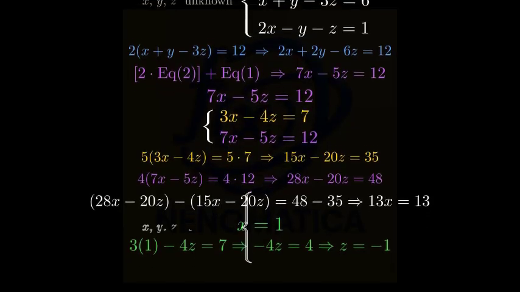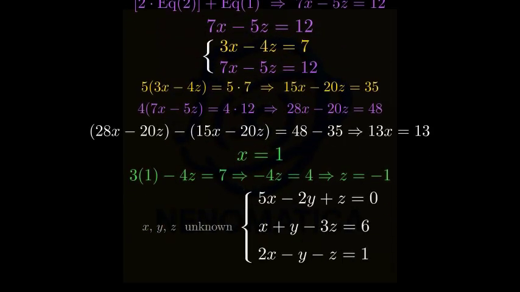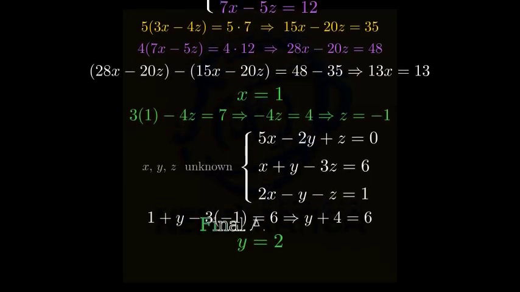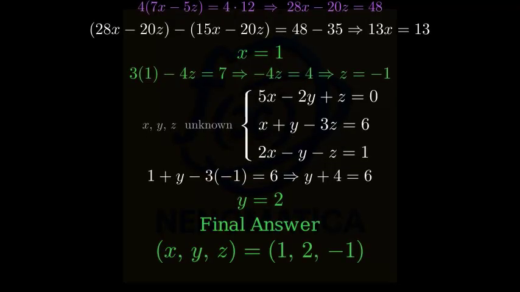Step 4. Use the middle original equation to find y. Substitute x equals 1 and z equals negative 1 into x plus y minus 3z equals 6. This gives y equals 2. Therefore, the solution, in the exact order we derived, is x equals 1, y equals 2, and z equals negative 1.